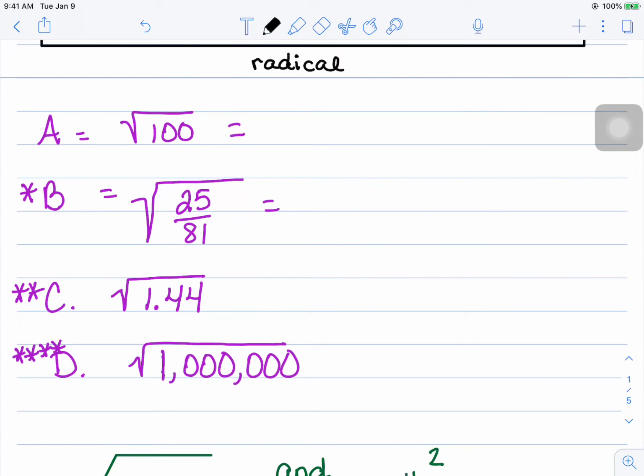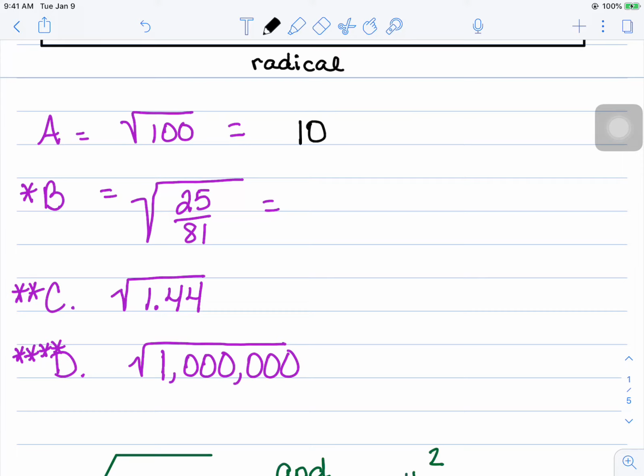So I want to know the square root of 100. So I'm asking myself, what times itself can get me 100? So this is a perfect square. If I think about my multiplication facts, I know that 10 times 10 gets me 100. So the answer would be 10.